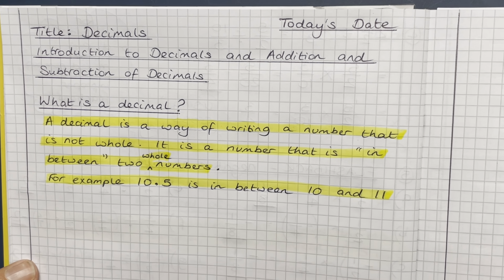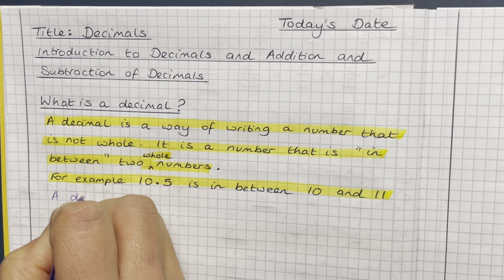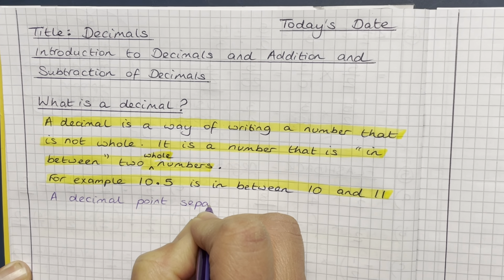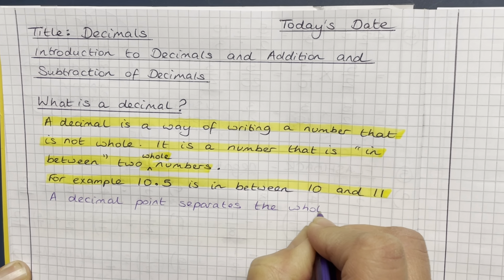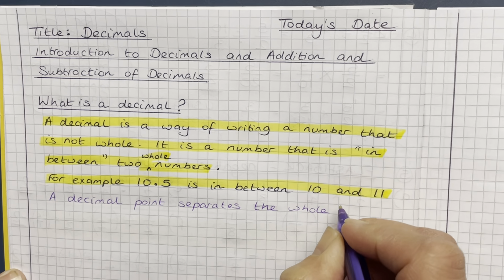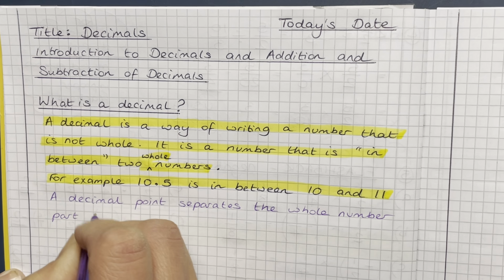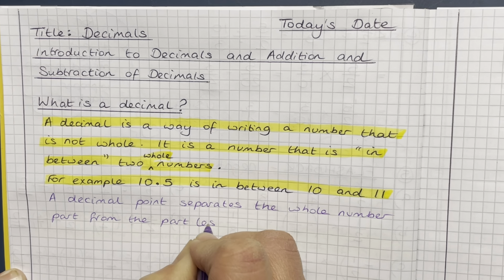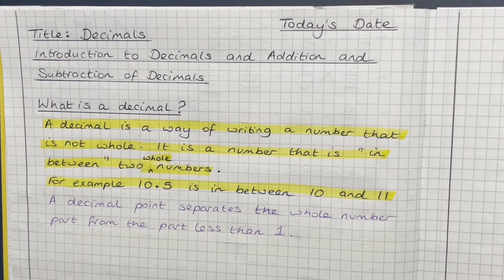Okay, so we use a decimal point. Let's get that written down as well. A decimal point separates the whole number part from the part less than 1.